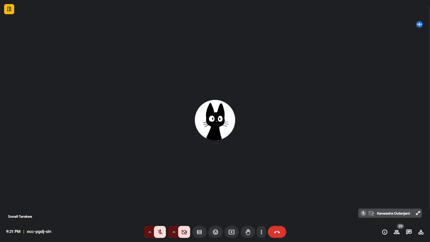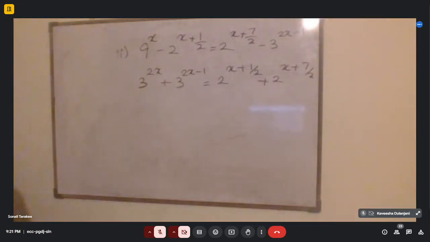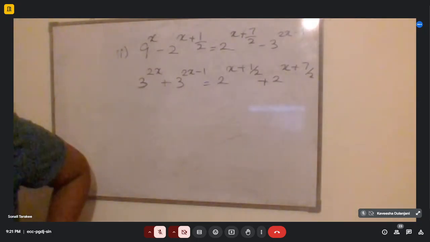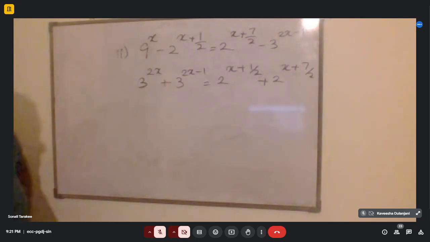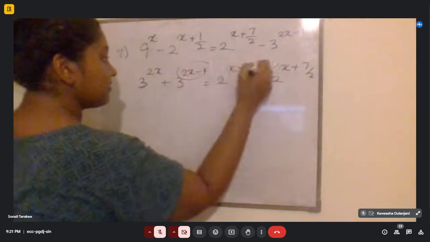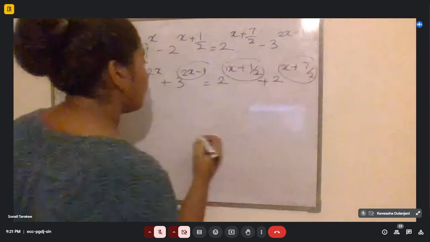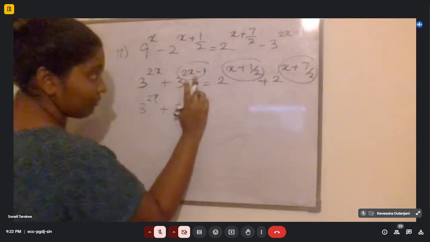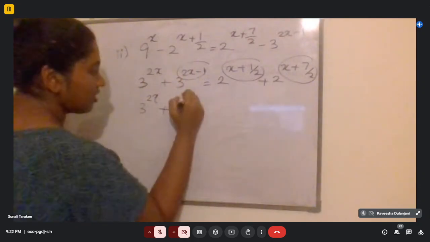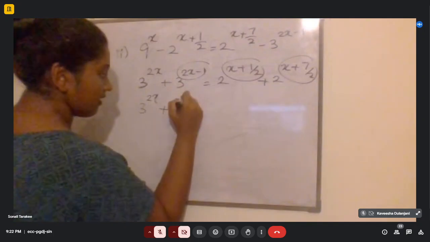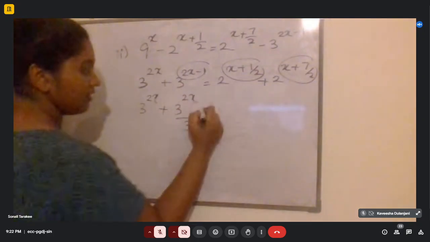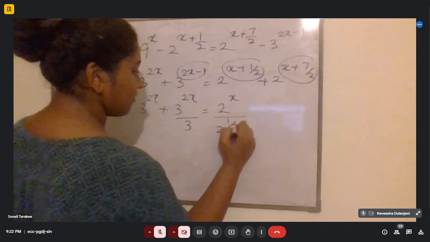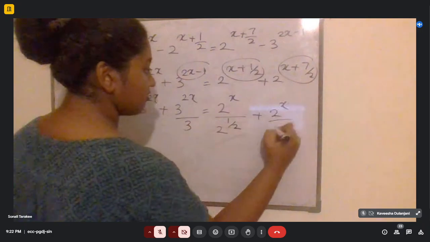Okay, so here what you can do is we can write these terms like this: 3 to the power 2x plus. Now here, subtraction means a division. So 3 to the power 2x over 3 equals 2 to the power x over 2 to the power half plus 2 to the power x over 2 to the power 7 over 2.